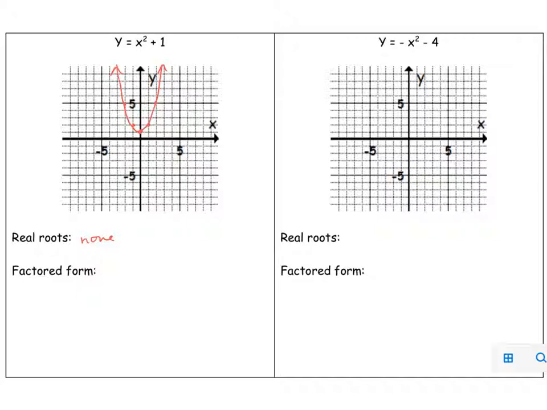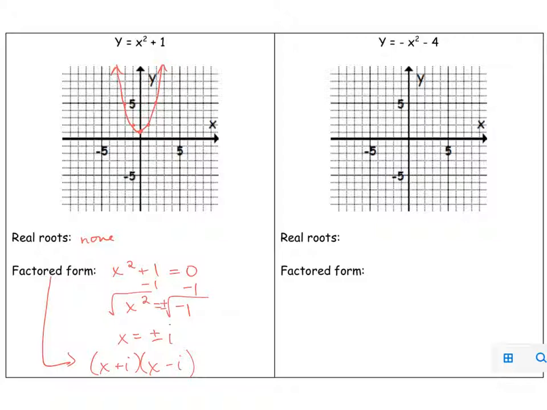So if we look at the factored form, we have to figure out x squared plus 1 equals 0. So subtract 1. X squared equals negative 1. Square root both sides. Remember, that's where you go plus and minus. So x equals plus and minus i. So our factored form then is x plus i times x minus i.